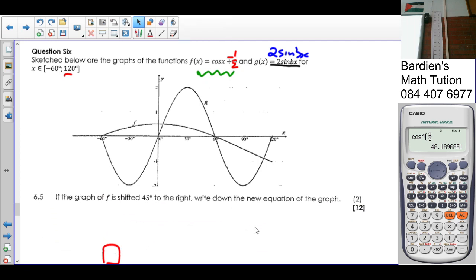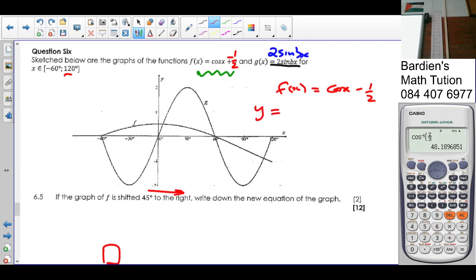The graph of f is shifted 45 degrees to the right, where f of x equals cos x minus half. So 45 degrees to the right. Do I add or subtract on my x? Subtract it. Okay? Write down the equation of the new graph. So it's simply y is equal to cos of (x minus 45 degrees) minus half.